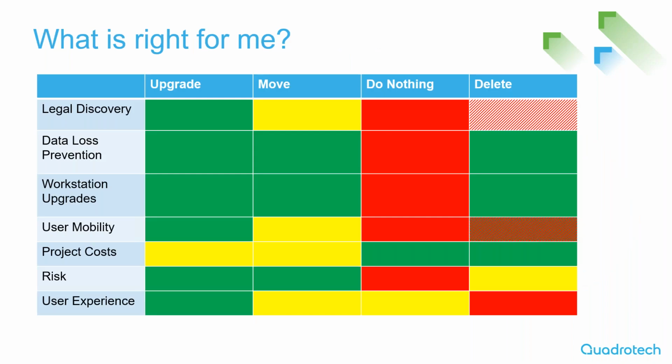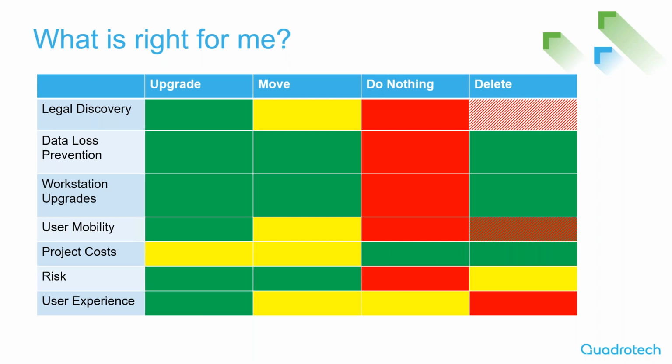Dom at the beginning mentioned the 4 things that you can do with PST files. These are the matrix to help guide you on what you do. So we've got upgrade, move, do nothing, or delete. From a legal discovery standpoint, delete is hard to color code there because you're deleting the problem but taking on a lot of risk, depending on your legal policy and things that you have.